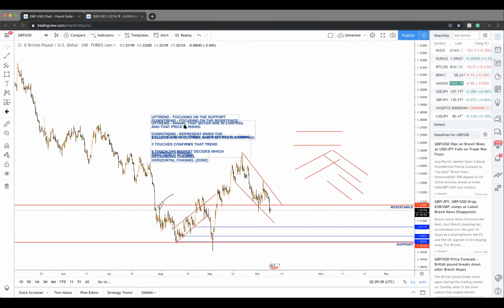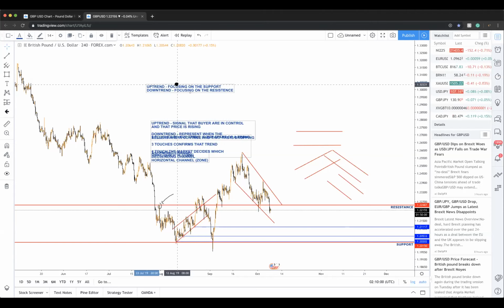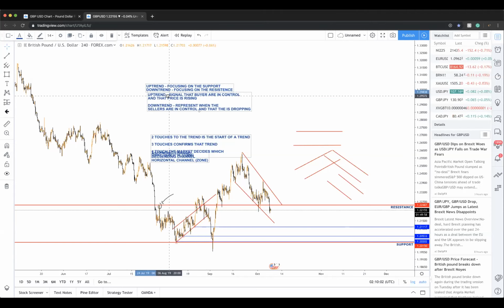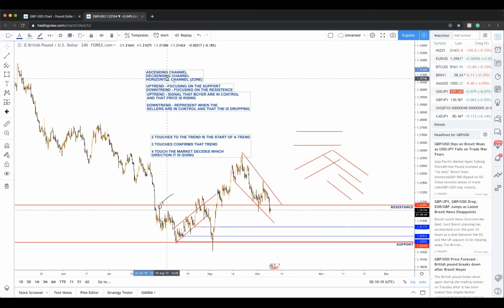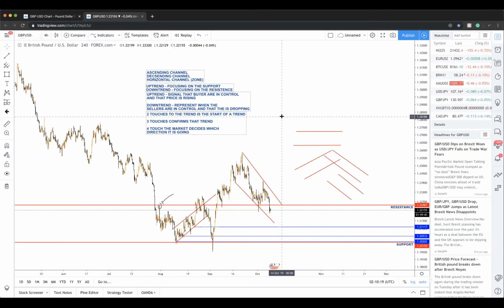Perfect, perfect. So we understand what an uptrend is, right? We understand that on an uptrend, if I focus on the resistance of that uptrend, now we're looking at an ascending channel, right? And if I'm looking at the support or resistance of a sideways market, I'm looking at a zone. So that leads us to our next topic, which is supply and demand.